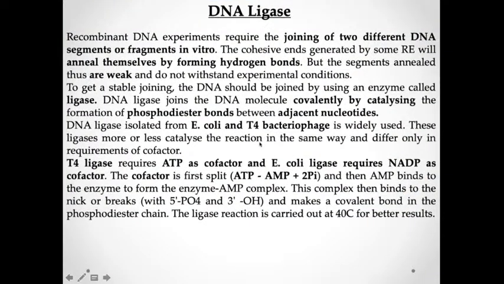So DNA ligase is the one which joins two different DNA segments. The cohesive ends generated by some restriction enzymes will anneal to each other by forming hydrogen bonds. Any two different DNA segments that we want to join could be joined with the help of DNA ligase. They could be joined covalently by catalyzing the formation of phosphodiester bonds between adjacent nucleotides.